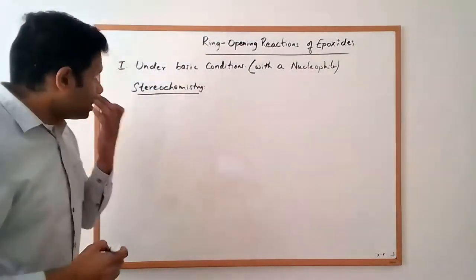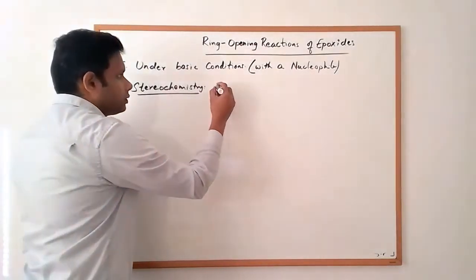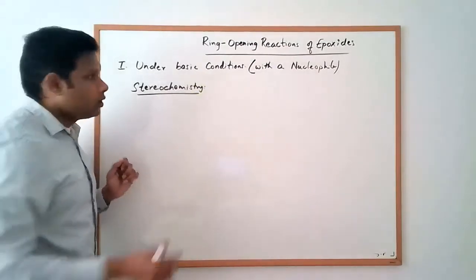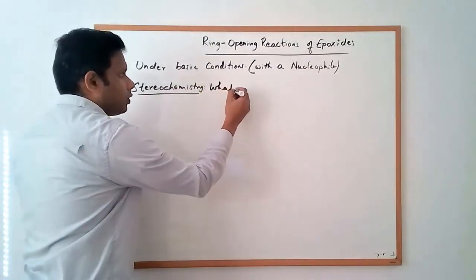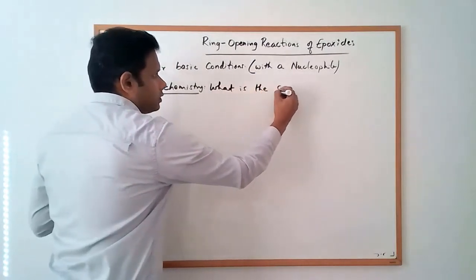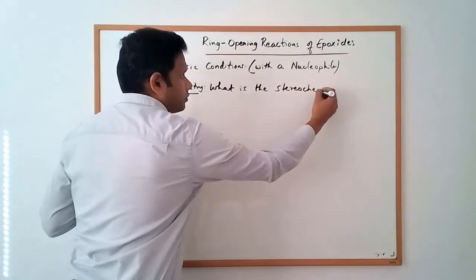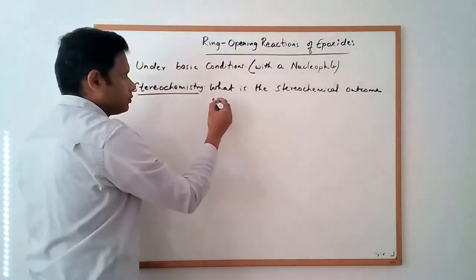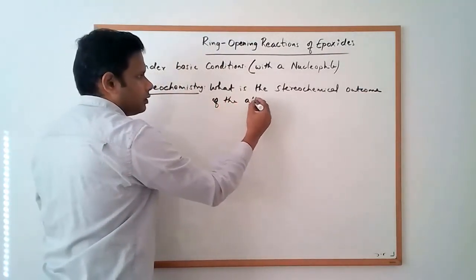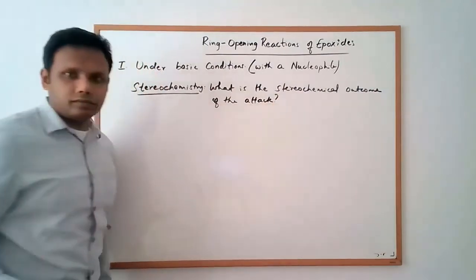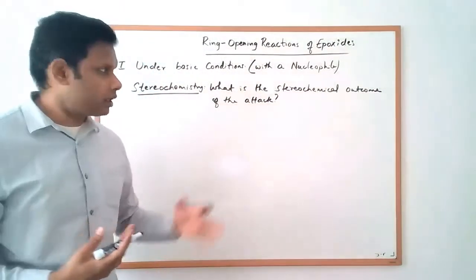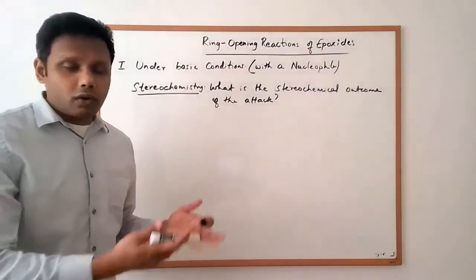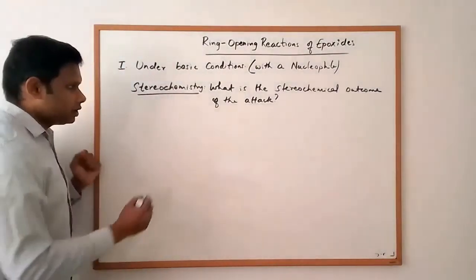And for showing this, the question we're trying to answer here is, what is the stereochemical outcome of the attack? How does the attack affect the stereochemistry of the epoxide or in the product? How does that change the stereochemistry?